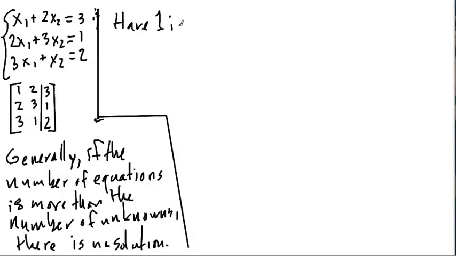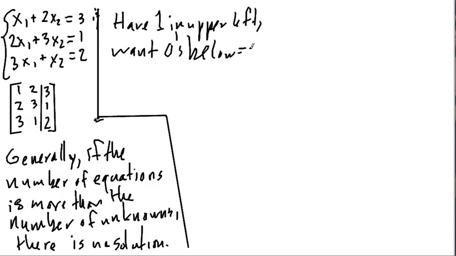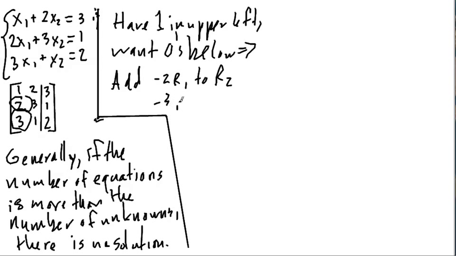So we already have a 1 in the upper left. I think this is a pretty short one. So all we have to do is get zeros below the 1. We're going to add -2 to the second row because there's a 2 that we want to get rid of. So -2 times row 1 to row 2. And we want to get rid of the 3 in row 3. So we're going to take -3 times row 1 and add that to row 3.